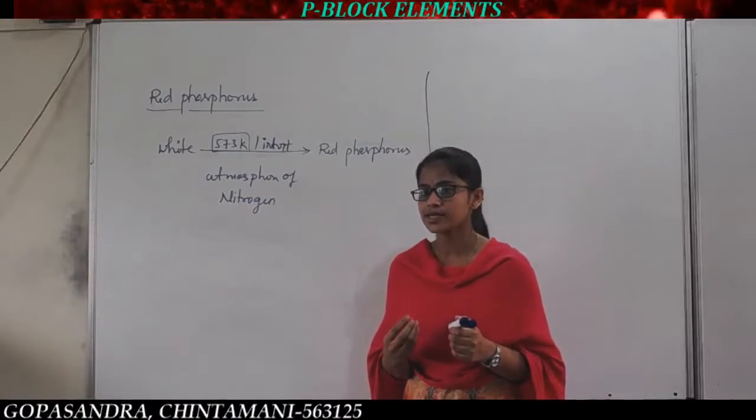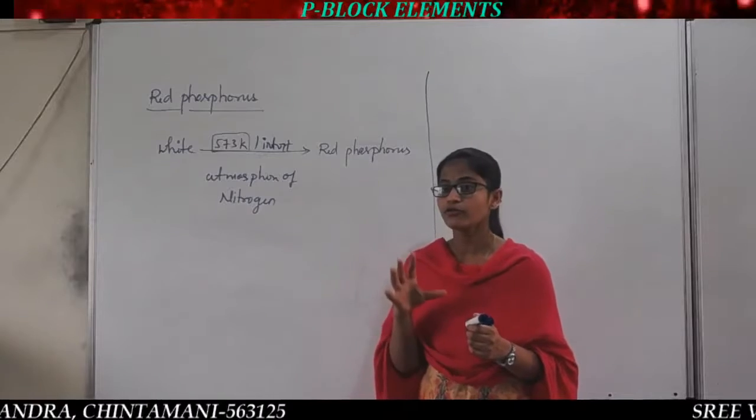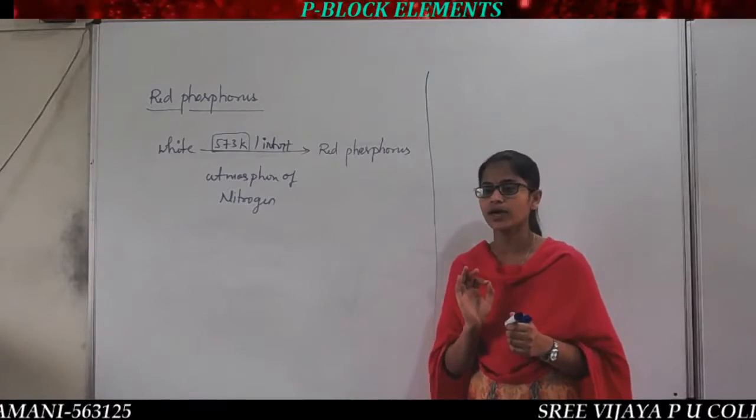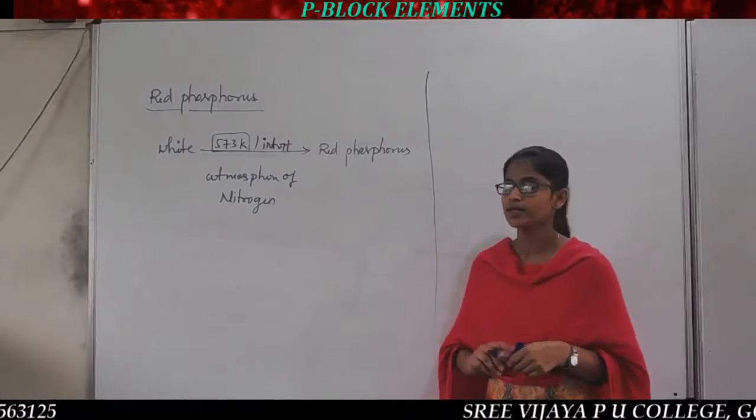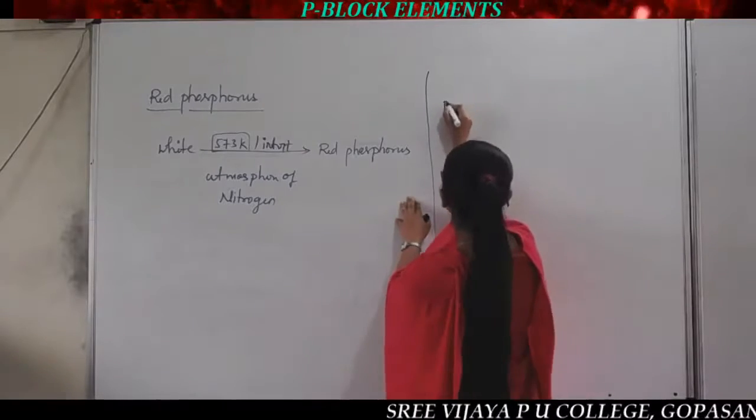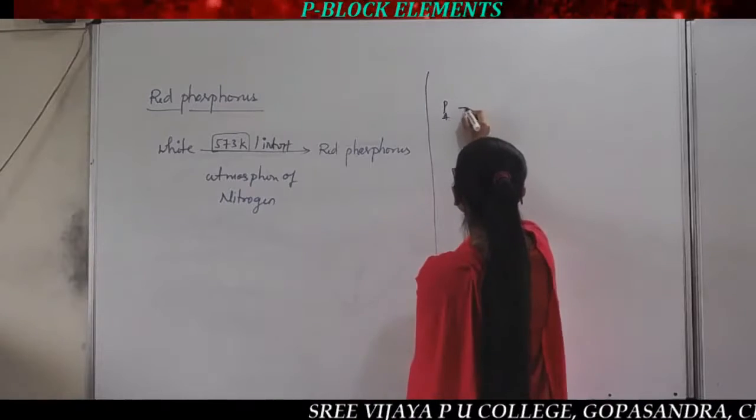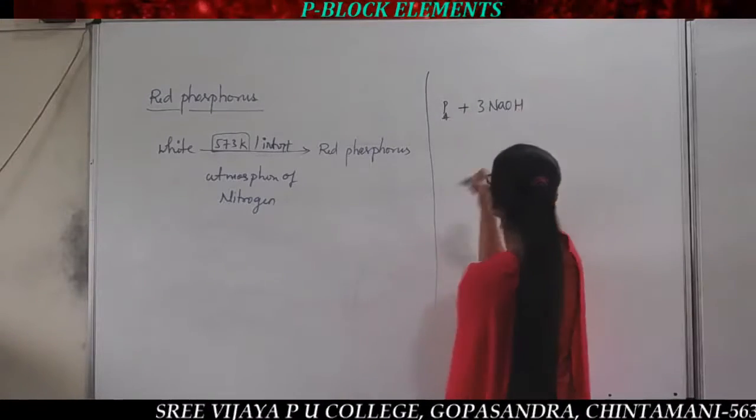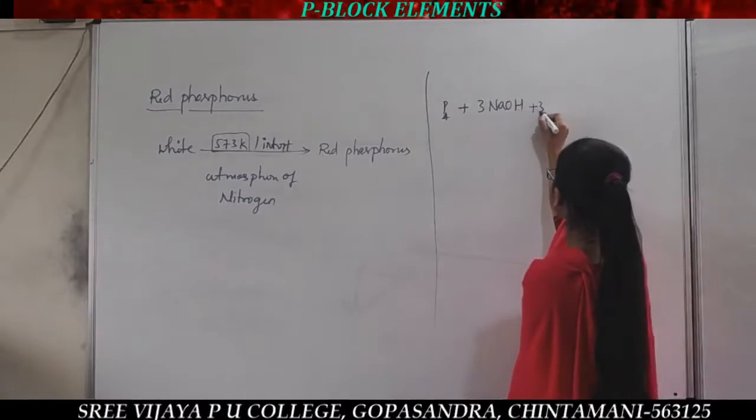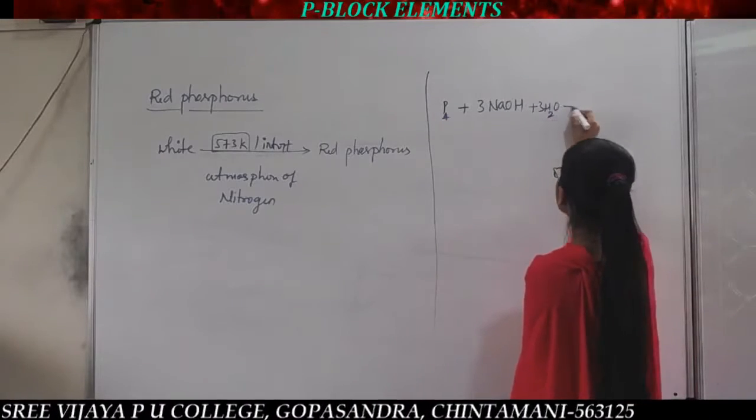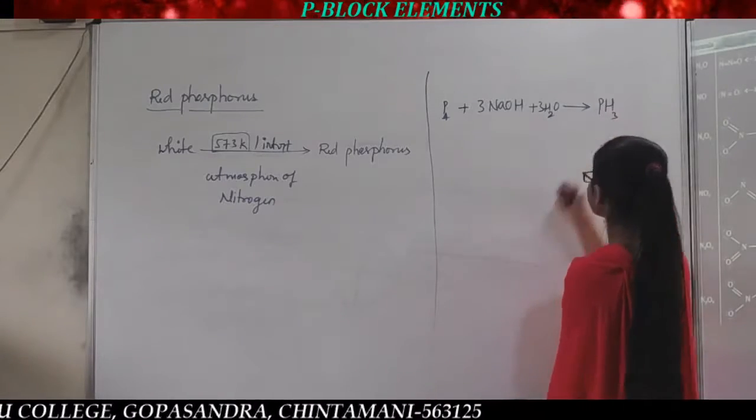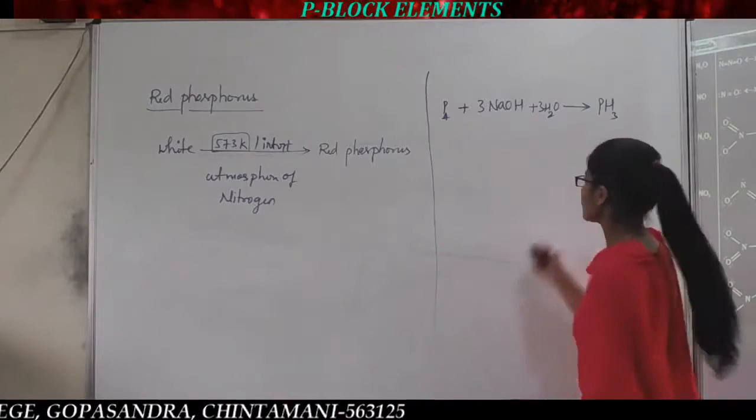Phosphine gas is formed when white phosphorus reacts with concentrated NaOH, called sodium hydroxide. White phosphorus, with the symbol P4, reacts with 3 molecules of NaOH plus 3 molecules of water, and it gives rise to phosphine. What is the formula for phosphine? PH3. This is called phosphine.